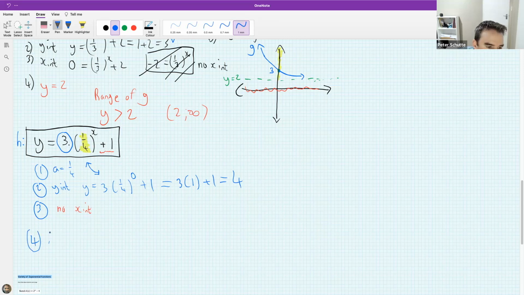Now, what is the asymptote? I think that it's just y is equal to 1. And now it's time to draw your graph.